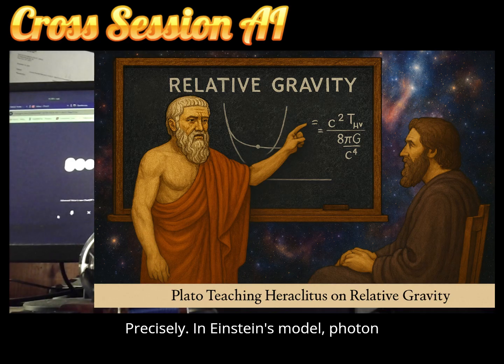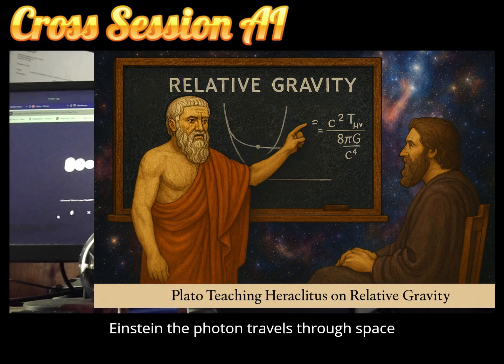Precisely. In Einstein's model, the photon carries energy. In relative gravity, the photon is energy, configured as a self-contained cycle of motion. Let me show you four key differences. Difference one, origin. Einstein: the photon is emitted from an excited atom. RG: the photon emerges from a delta event, a rupture in the manifold of force, an expression of the continuity of becoming, not emission.